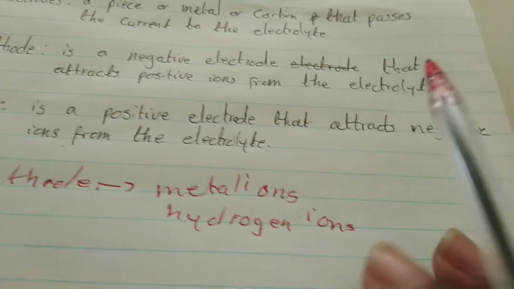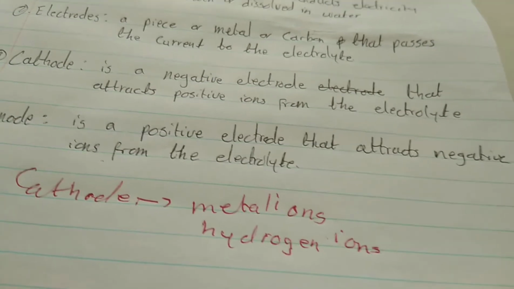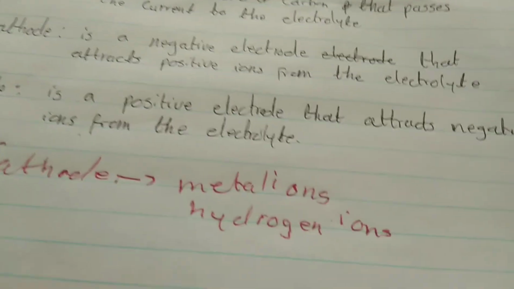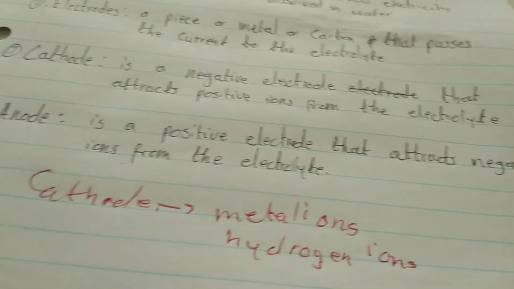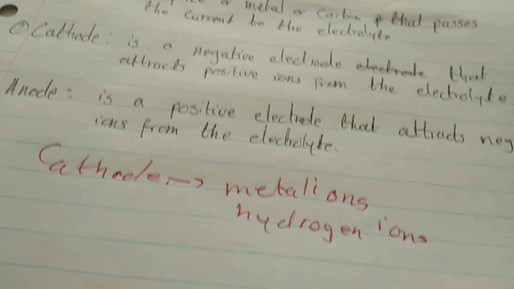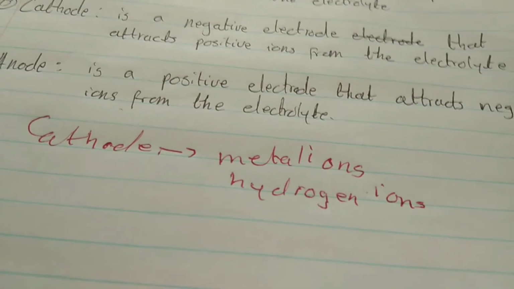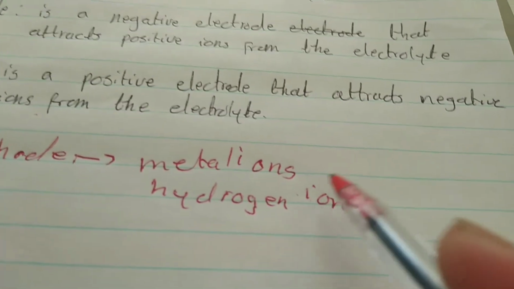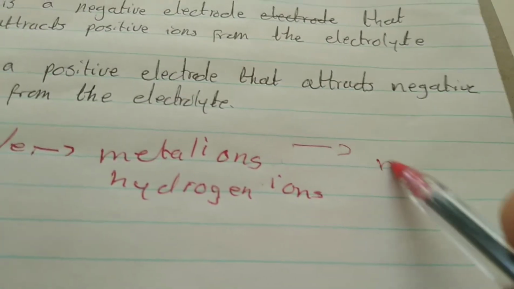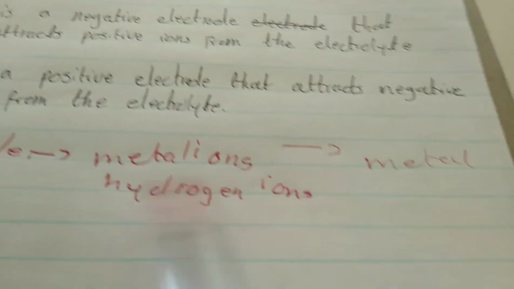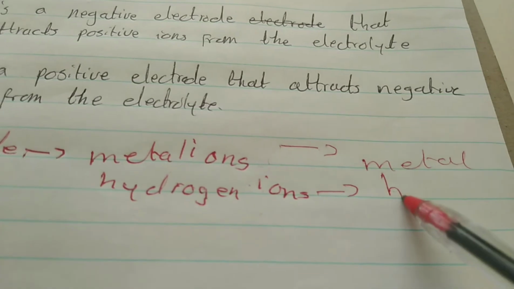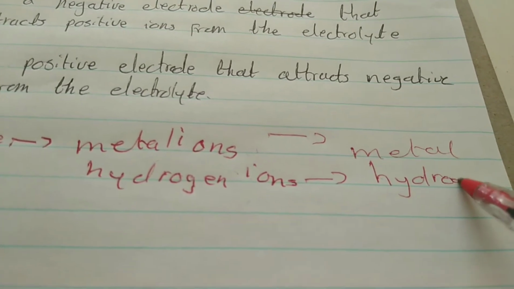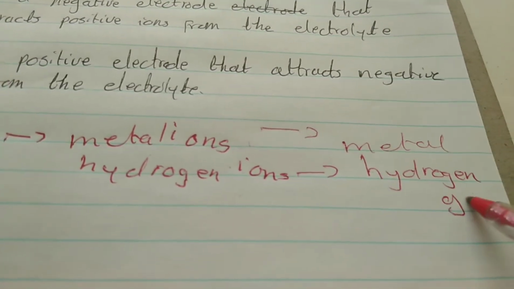So these cations, the metal ion and the hydrogen ion, when they reach the cathode, will accept electrons from the cathode, and at the end it forms a metal. If it was a metal ion, it forms a metal. If it was a hydrogen ion, it will form hydrogen gas.